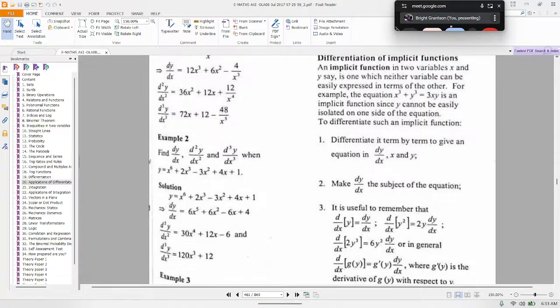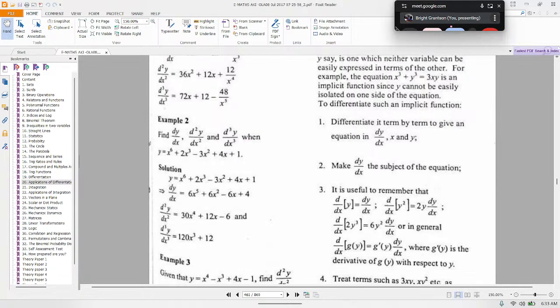It is useful to understand that whenever you differentiate a y function, anything that has y in it, you have to attach the dy/dx. For example, the derivative of y becomes dy/dx, but the derivative of y squared becomes 2y dy/dx. The derivative of 2y cubed will become 6y squared dy/dx. So when you differentiate the y function, write the answer and attach the dy/dx to it. That's the rule.